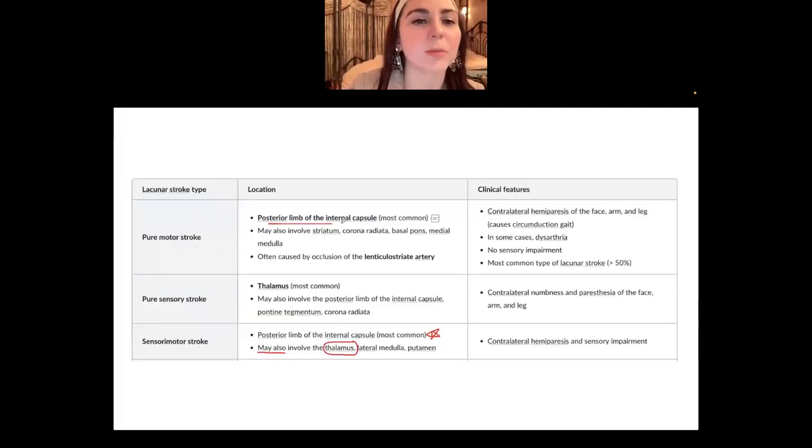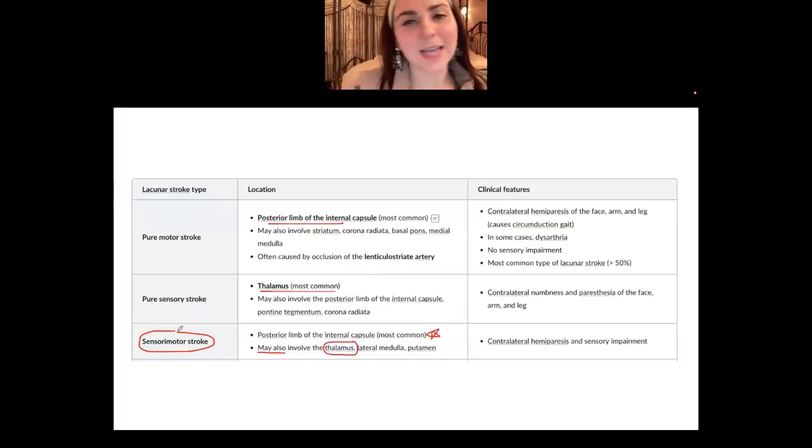What I wanted to point out was, again, a pure motor stroke is the posterior limb of the internal capsule, always. Pure sensory stroke is just when you take out the thalamus. But then you have, and this is where questions are a little tricky, a sensory motor stroke. You're like, isn't every stroke that people have sensory and motor, except for the really tiny baby strokes? It's going to present as primarily a motor stroke. So it's going to sound a lot like a pure motor stroke, but then you'll have little indications of thalamic strokes thrown in there, which is confusing.